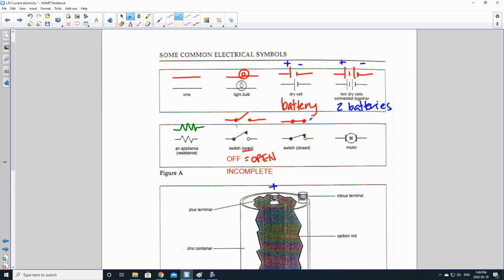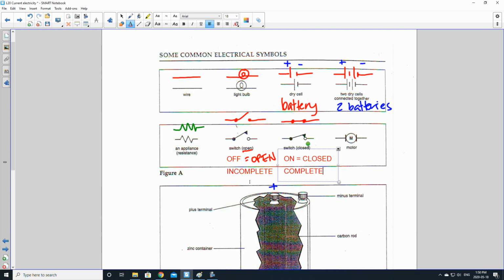We would just draw these two dots just to show that there's actually a switch in there. Okay, so that means that metal is making contact with metal, the wire is making contact with the wire, and it is closed. So when the switch is closed, it means it's on. So on means closed. And this means that it is complete, and that also means that the electricity is flowing.